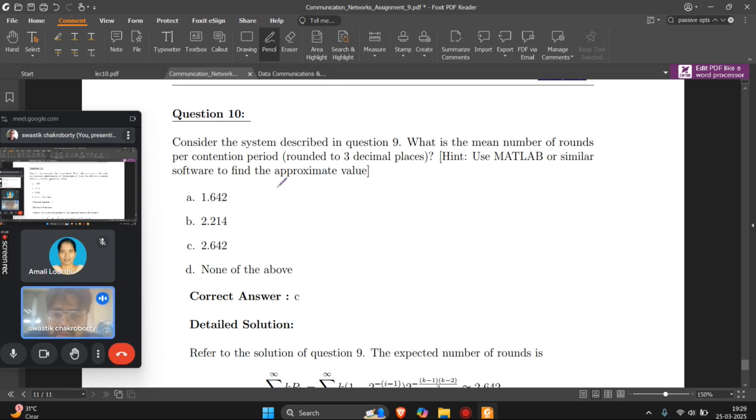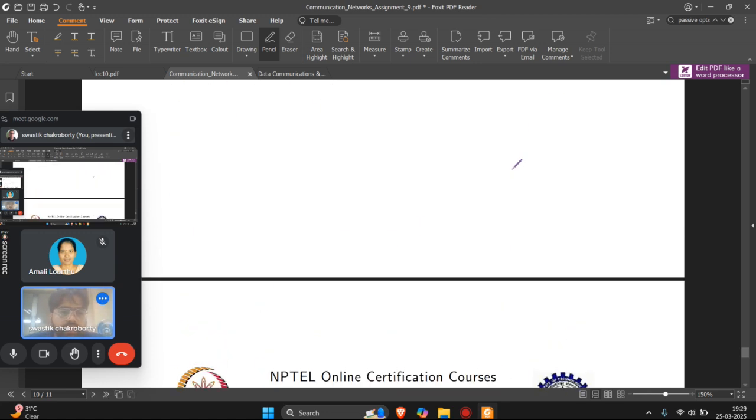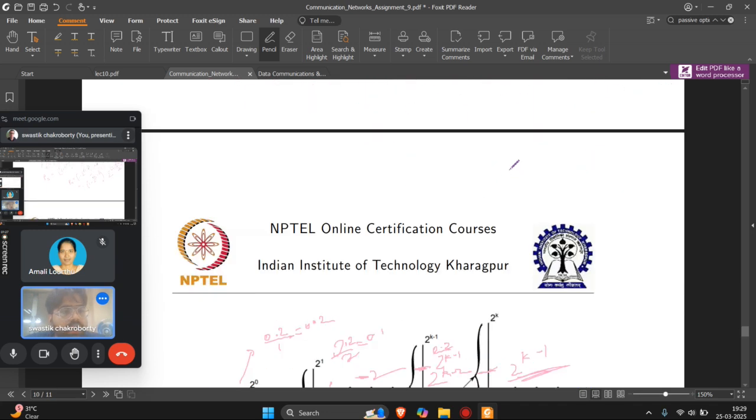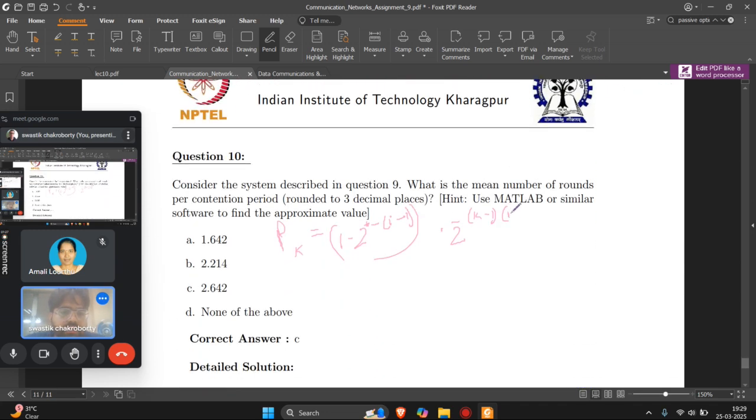So we have found the distribution of k, pk, as 1 minus 2 to the power minus (i minus 1), into 2 to the power minus k minus 1 times k minus 2 by 2. This is the distribution. Now we just have to find the expectation of k, that is the average number of rounds before contention ends. So E[k] is the summation from k equal to 1 to infinity of k times pk.